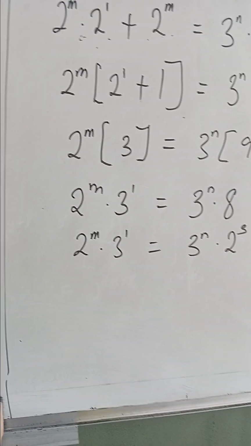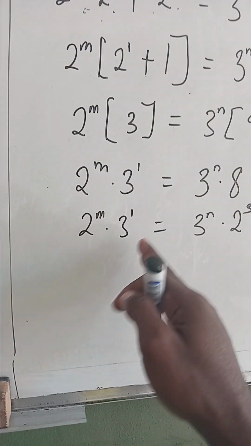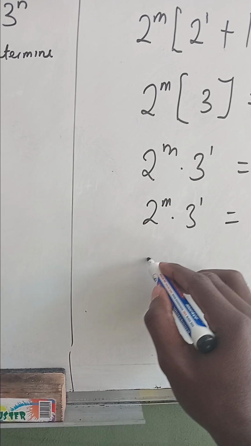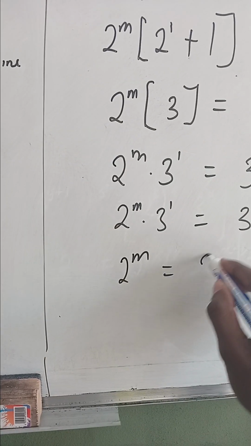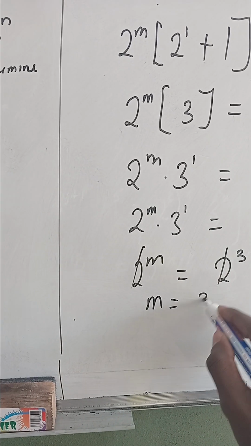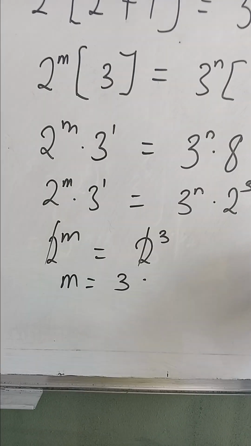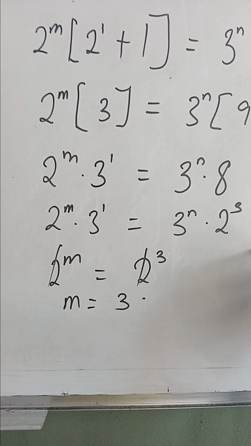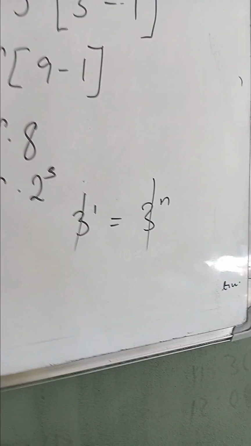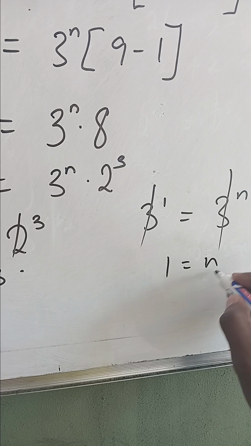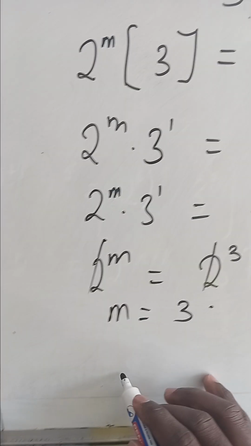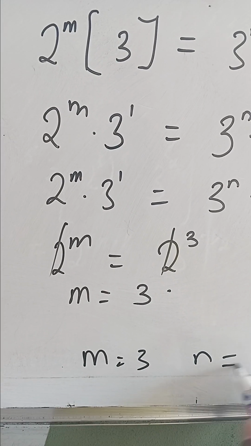So just like we did for the first question, we can equally equate these to solve for our n and our m. So now we have 2 to the power of m is equal to 2 to the power of what? 3. So this can cancel out. We have our m equals what? 3. Likewise, on the other side, we have 3 raised to the power of 1 is equal to 3 raised to the power of n. 3 can cancel out 3, so we have 1 equals n, that is my n is equal to 1. But recall, meaning that my m is 3, n equals 1.